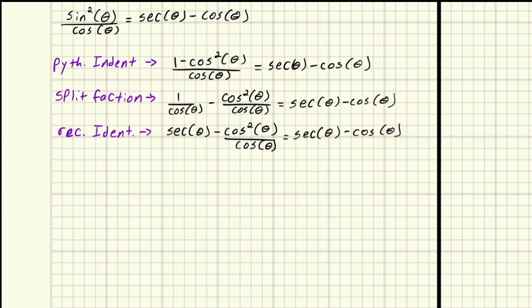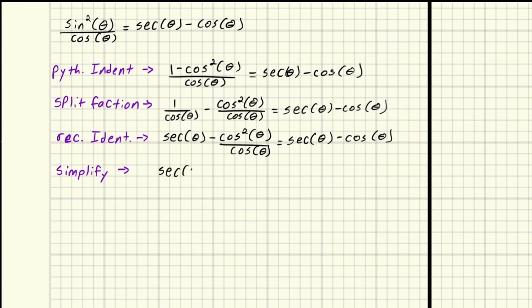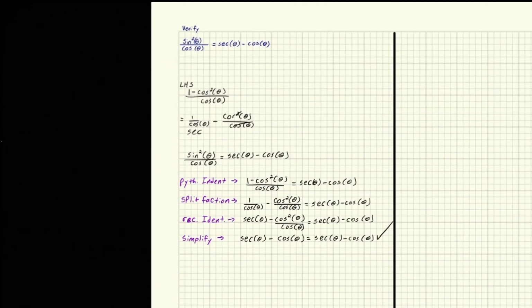Again, I think most classes would be fine with this in the same step, but we're going to do it separately. We're not going to divide, but technically simplify. And this gives us our desired result of secant theta minus cosine theta is equal to secant theta minus cosine theta. And we say this is verified. They must be equal because this is the exact same thing. And so we have been able to show that these two things are equal, and we're good to go.